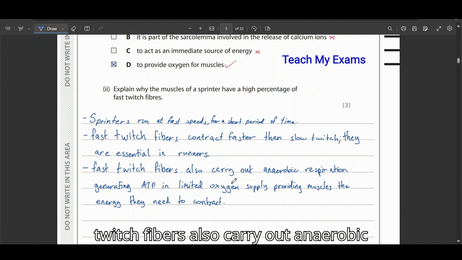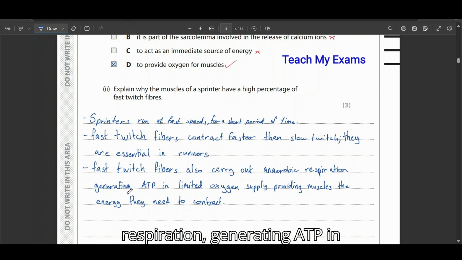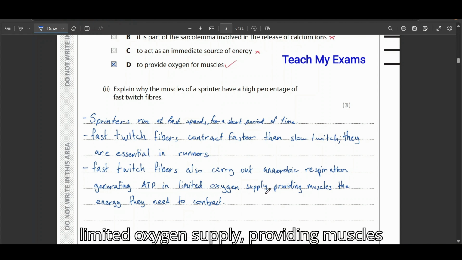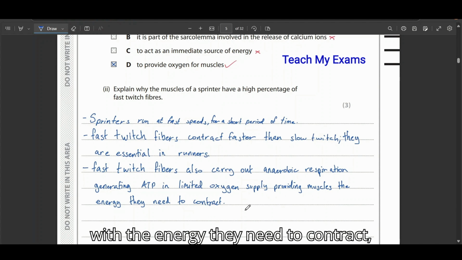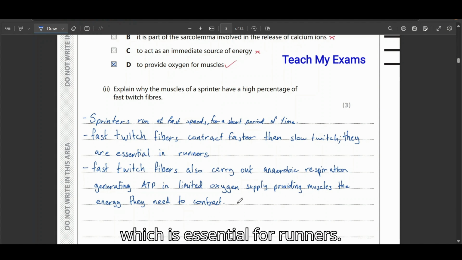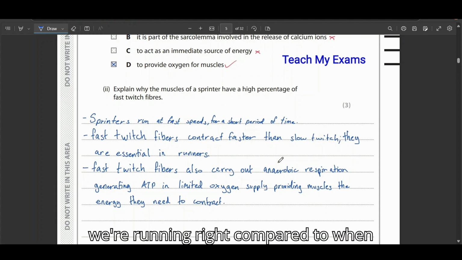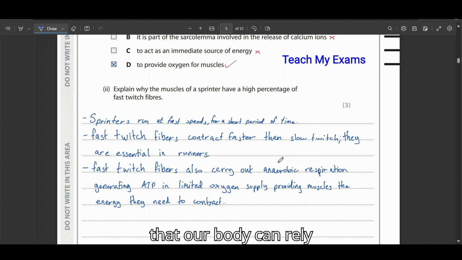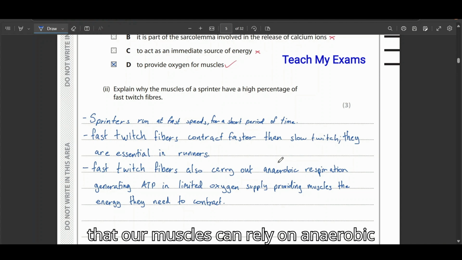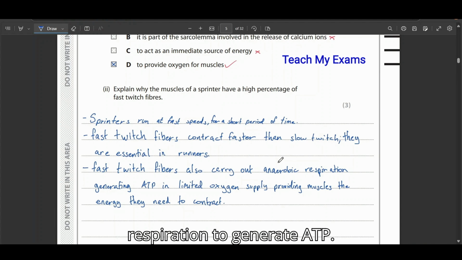Fast twitch fibers also carry out anaerobic respiration, generating ATP in limited oxygen supply, providing muscles with the energy they need to contract, which is essential for runners. We can't count on aerobic respiration since we need a greater amount of oxygen when we're running compared to when we're resting. Therefore, it's important that our muscles can rely on anaerobic respiration to generate ATP.